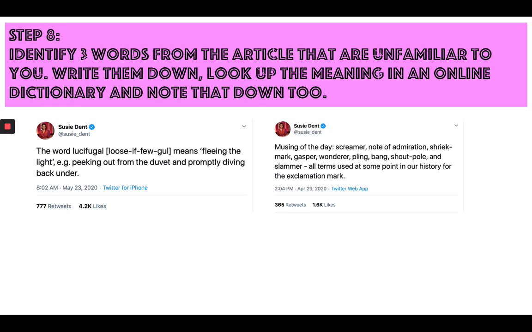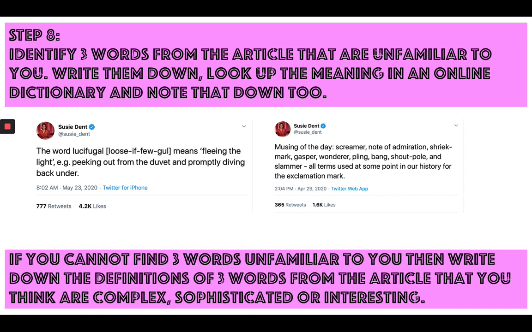And sometimes she talks about the origins and evolution of language. So in that second tweet, she's talking about the exclamation mark and how in the past it's been called a screamer, a note of admiration, a shriek mark, gasper, a pling, bang, a shout pole, a slammer. So I've probably revealed far too much about my geeky language obsession, but it might be something for you to follow that will help with your vocab.